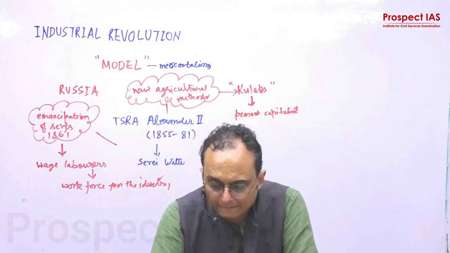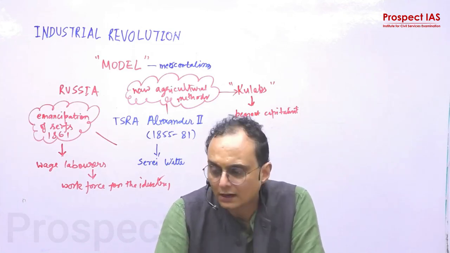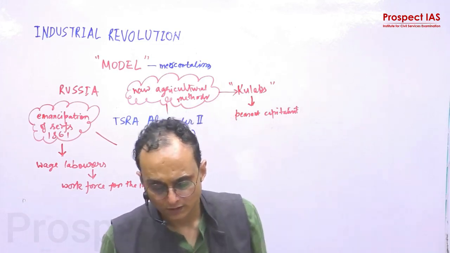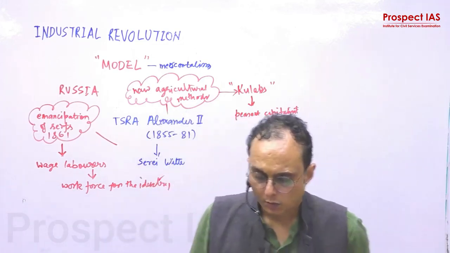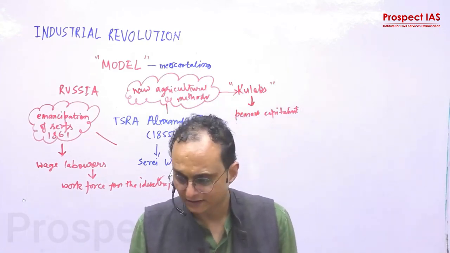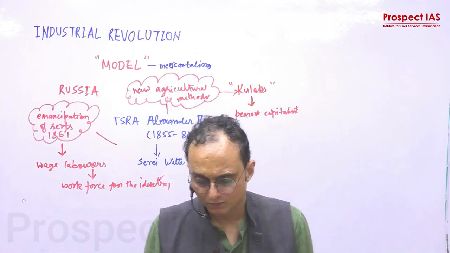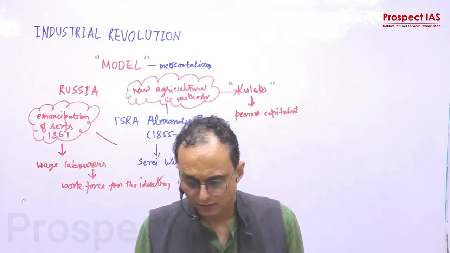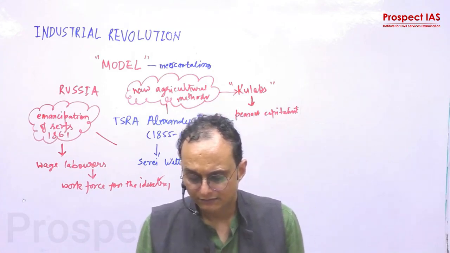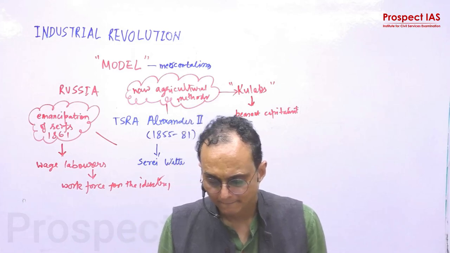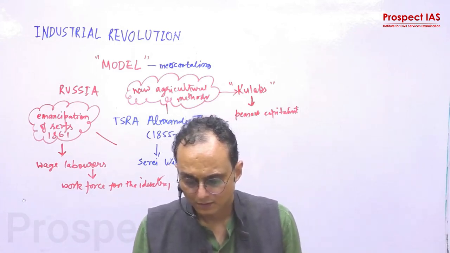Next point, around 1890s, new factories owned by British and French capitalist classes opened up.